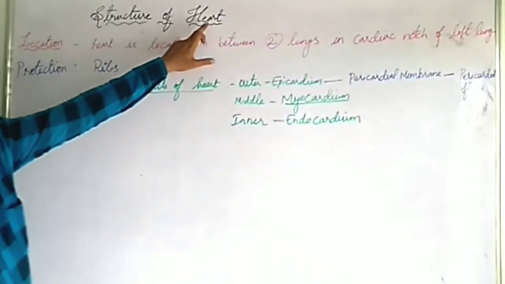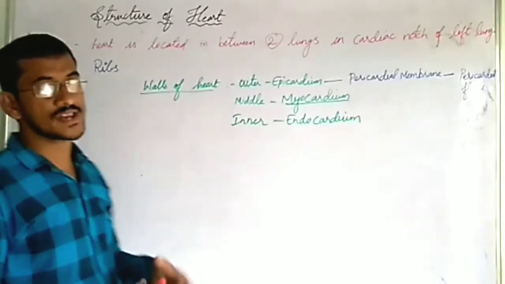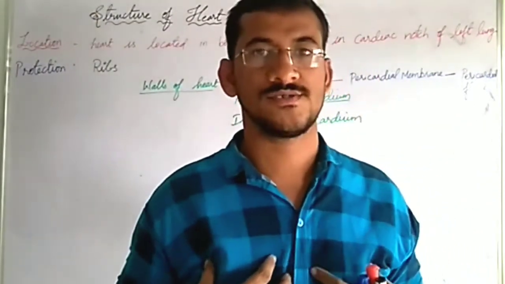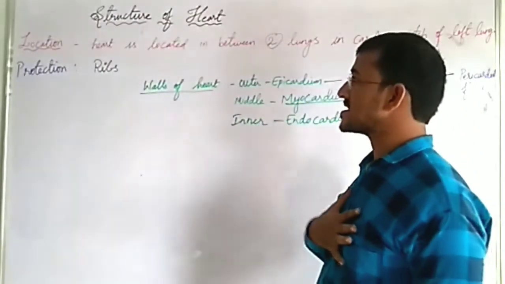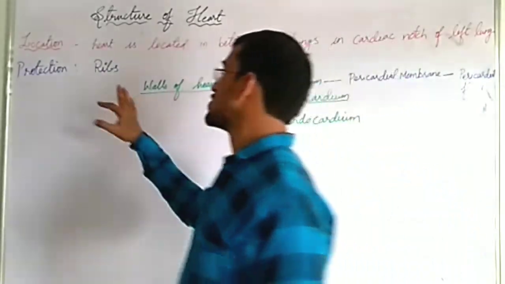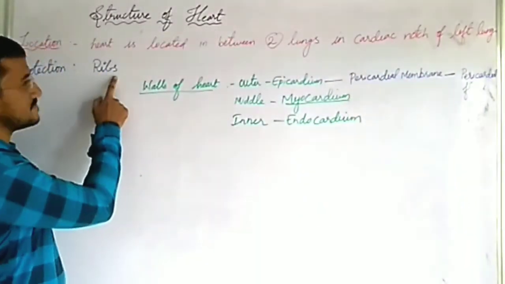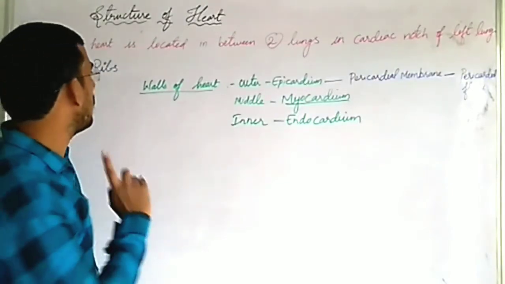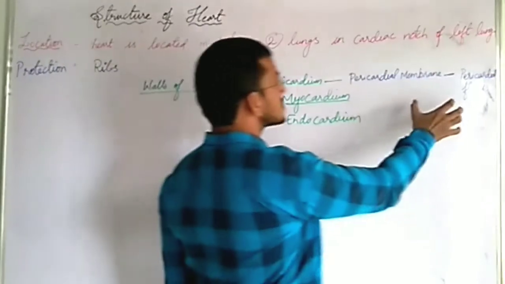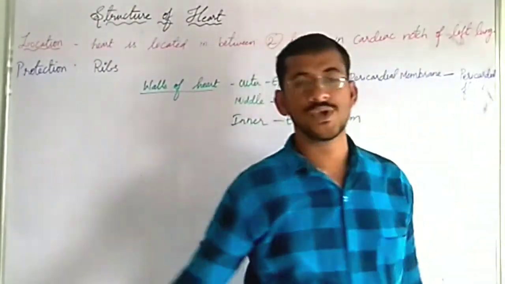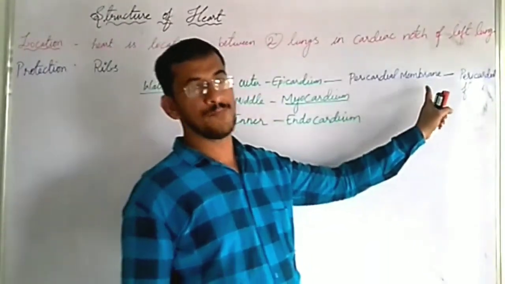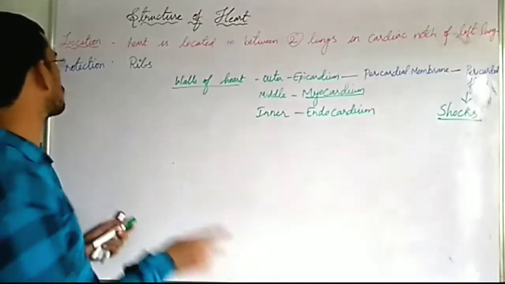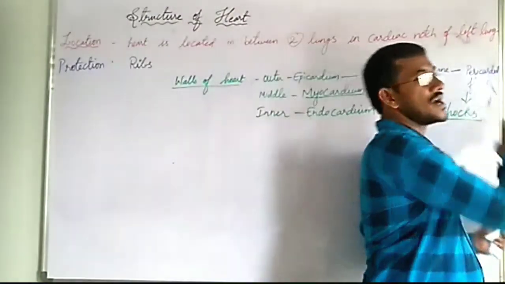So, if you consider the protection, first the heart is protected by the ribs. What are ribs? In the chest region, we have bones. These bones are jointed and they protect our heart and lungs. So the first protection is given by the ribs, that is nothing but bones in the chest region. The second protection is given by pericardial fluid. Where is this pericardial fluid present? It is present in the pericardial membrane. The heart is protected by two things: one is ribs, the second is pericardial fluid.